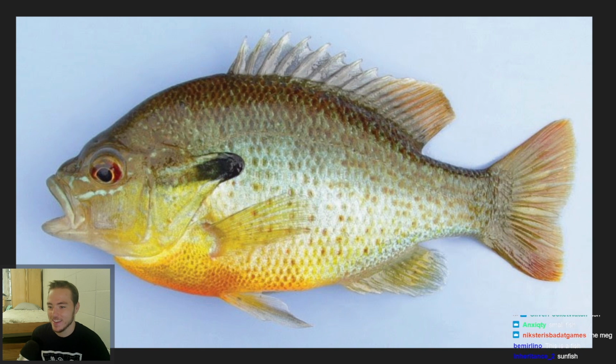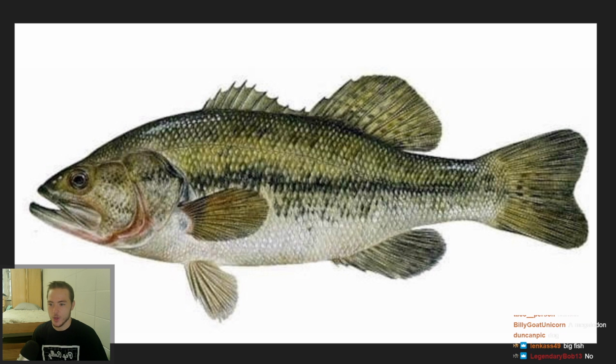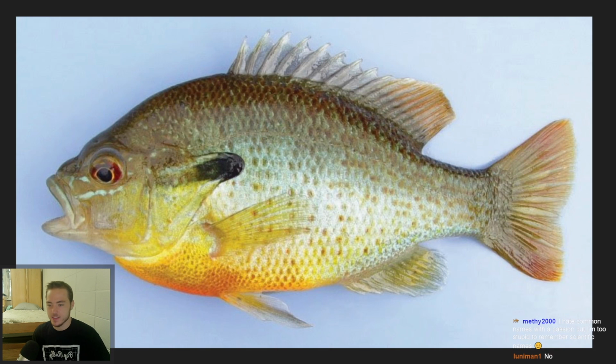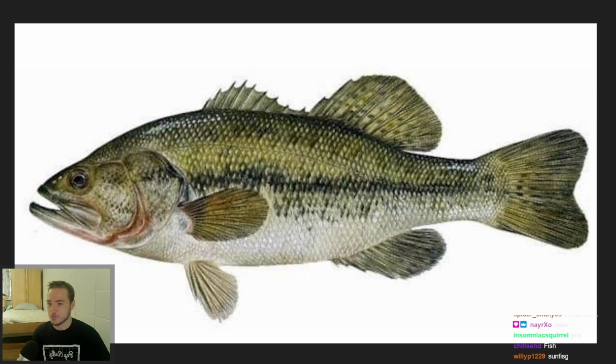Sunfish. Okay. The consensus is it is a sunfish. Can everyone agree that this is some sort of sunfish, right? You don't have to know exactly which one, but some sort of sunfish. Okay, great. All right, what is this? Largemouth bass. Okay, so this is a sunfish, and this is a largemouth bass.